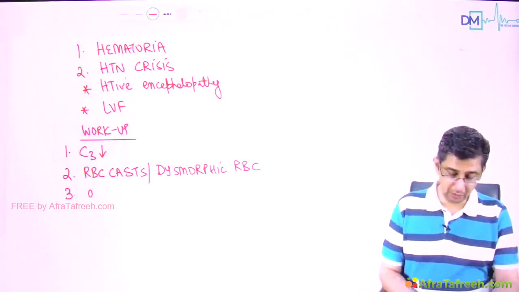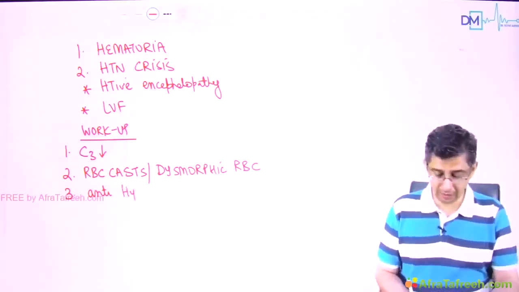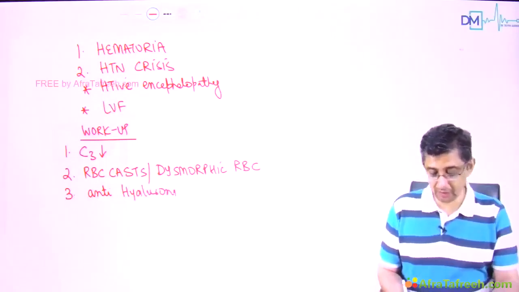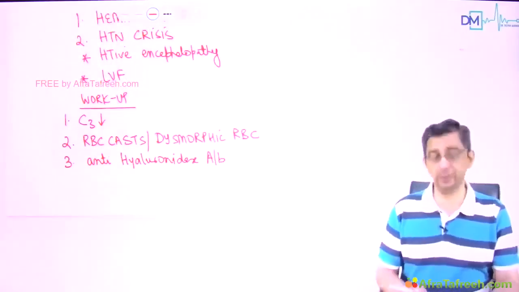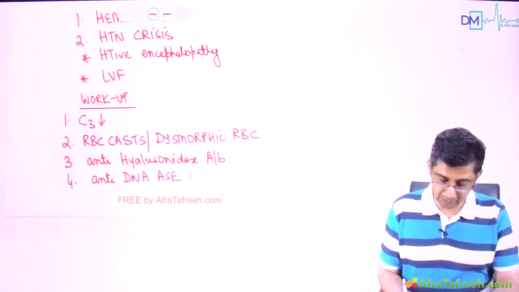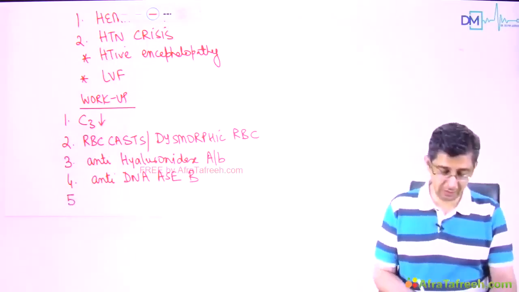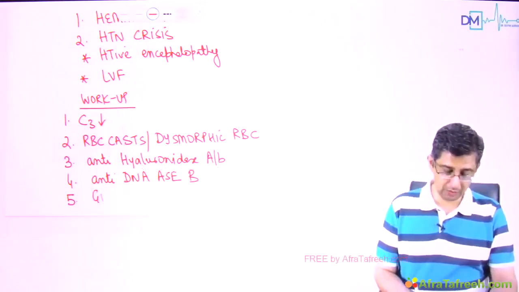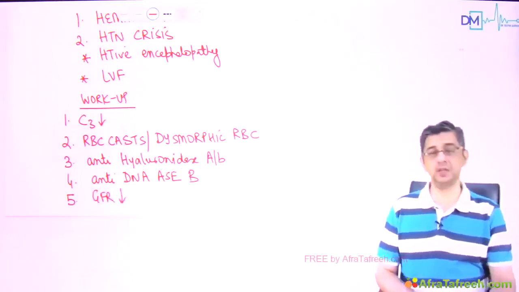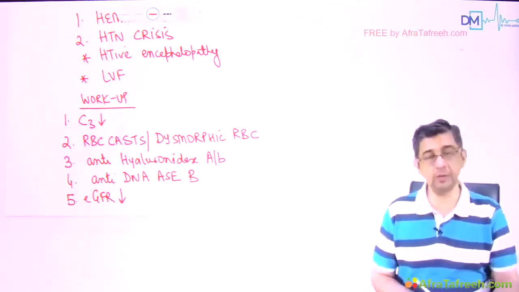The antibody that you're going to use in this condition is not going to be ASO. The antibody in this case is the anti-hyaluronidase antibody. This is a very specific antibody for the group A beta hemolytic streptococcus with respect to PSGN. Another antibody is the anti-DNase antibody. Remember my statement, do not answer ASO, because ASO is characteristic for rheumatic fever. And because the GFR of the patient is low, if you calculate the GFR by any online calculator like the CKD-EPI formula or the Cockcroft-Gault formula, the estimated GFR of this patient will be less.